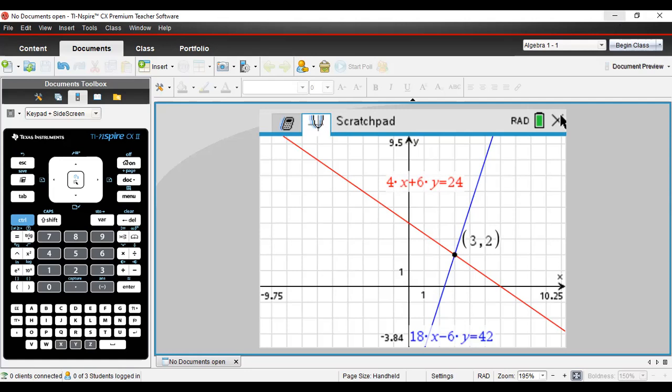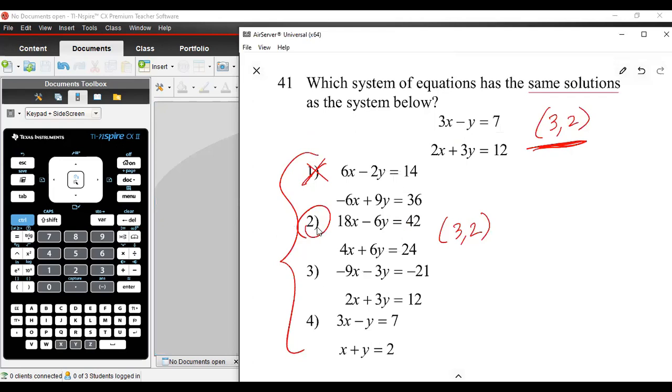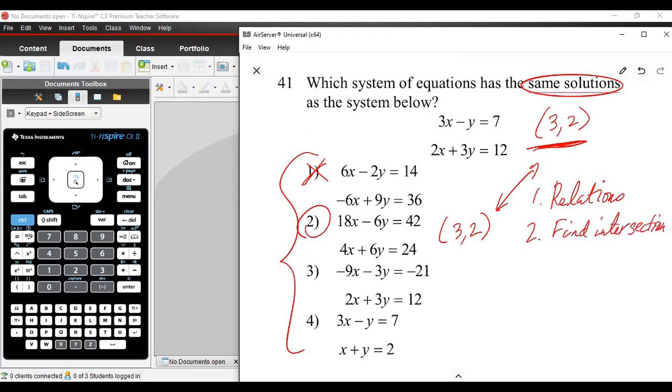All right, so let me pull up the iPad. So this one has the same solution. So the answer is 2. They both have the same solution. We're done. So the key for this one is you have to be able to graph equations as relations, and you have to be able to find intersections. That's all you need to be able to do for systems. And we're done.